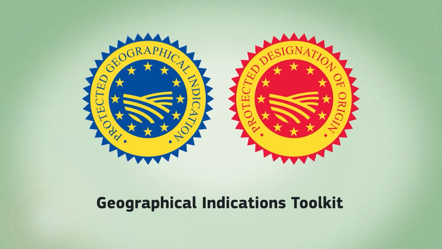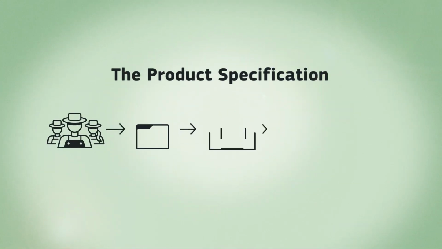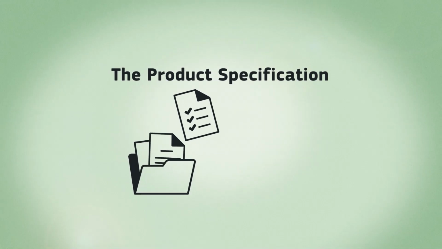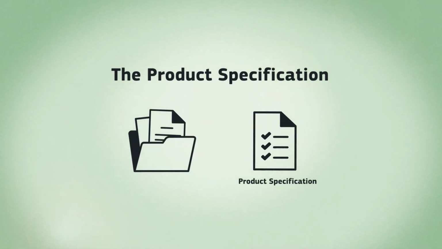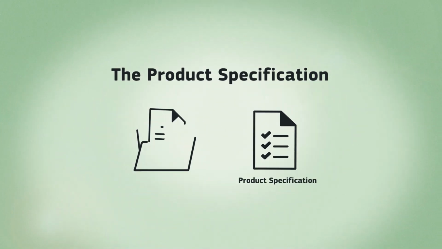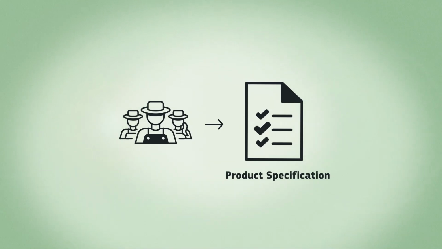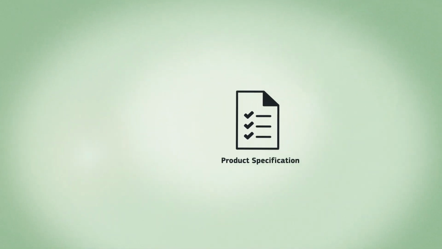This video takes a closer look at the product specification, a document that outlines the essential attributes and characteristics of a product that qualifies for a GI designation. All members of your applicant producer group must agree on the contents of this document, as it includes the standards that must be met for a product to be able to carry the GI name. The product specification has several elements.